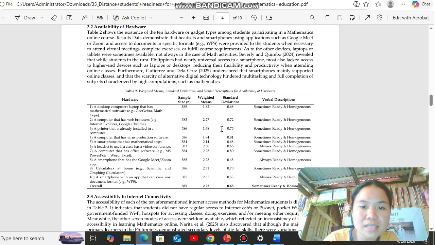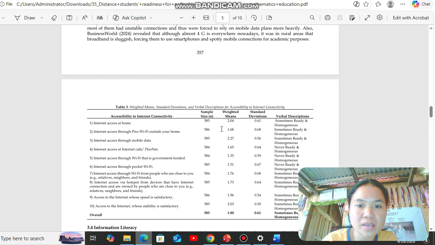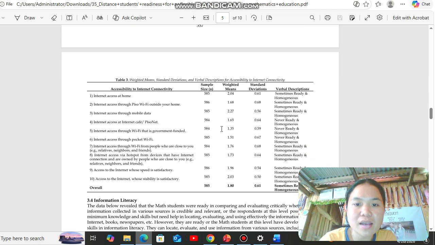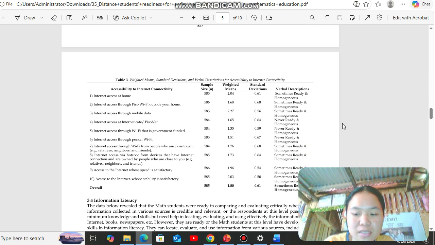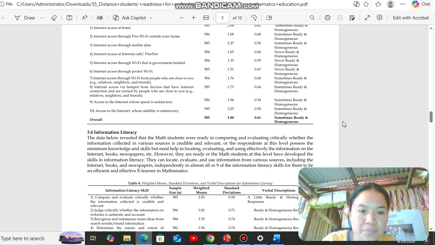The highest weighted mean for this part is 2.27, which is a computer that has web browsers. Next, table 3. This is the accessibility to internet connectivity, and the highest weighted mean for this part is 2.27, which is the internet access through mobile data.